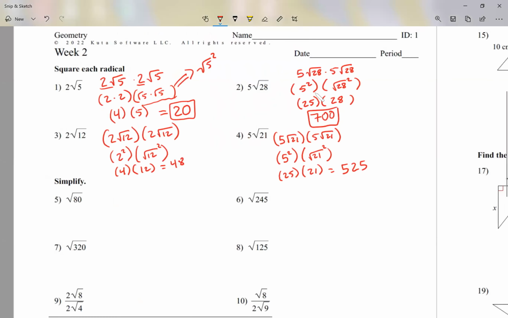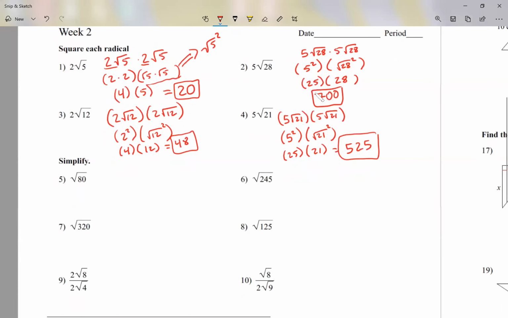Now, squaring, the first 4 questions shouldn't be that difficult. Notice how in all of my answers, I just had a number. Like I said, don't worry if you guys are in the thousands. In your homework or your quiz, you might be in the thousands. Now, the interesting part, the challenging part is when we simplify.